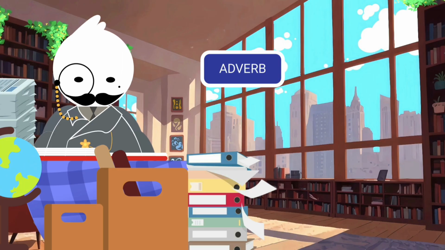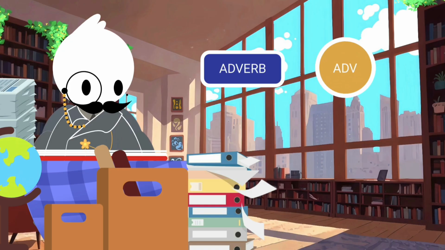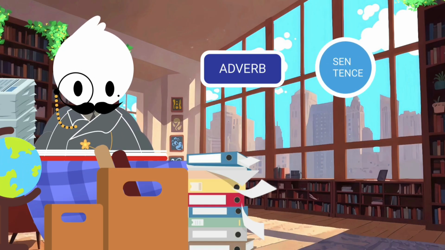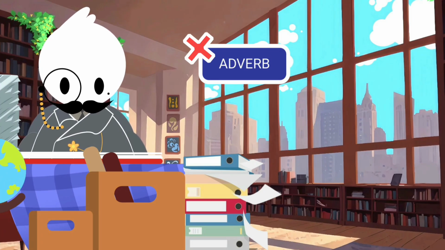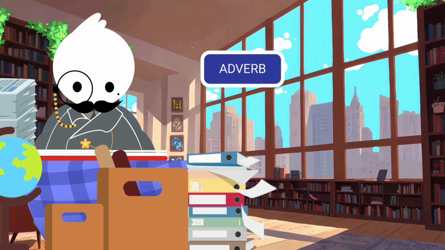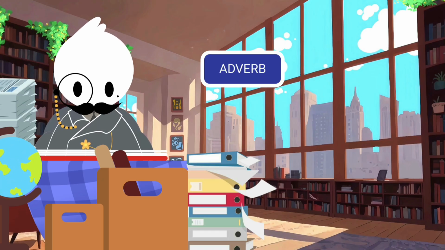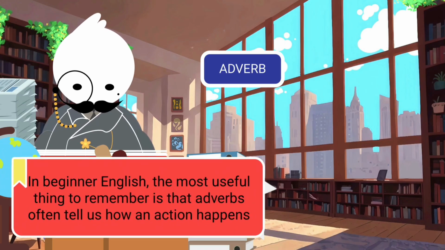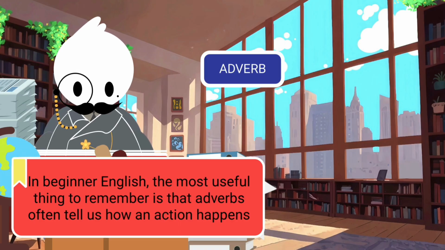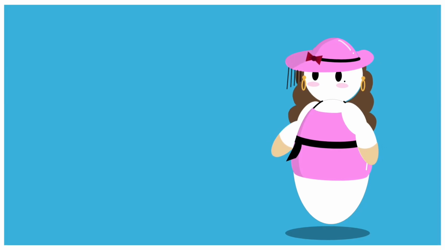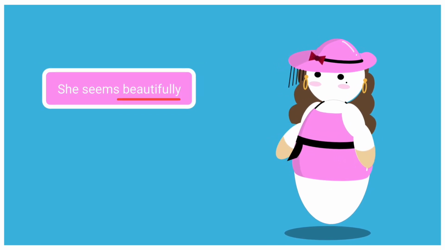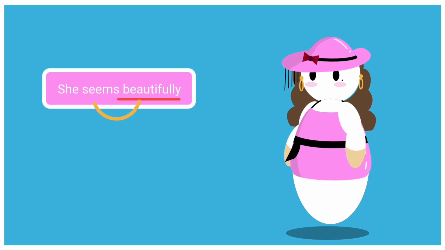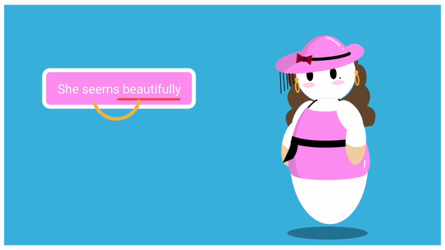Meanwhile, adverbs work differently. An adverb can describe a verb, an adjective, another adverb, or sometimes an entire sentence. It can be said that an adverb is not only attached to one thing, but nouns are described by adjectives. In beginner English, the most useful thing to remember is that adverbs often tell us how an action happens. For example, in the sentence, she sings beautifully. The word beautifully describes the verb sings. It tells us how she sings. Got it? It's easy, right?